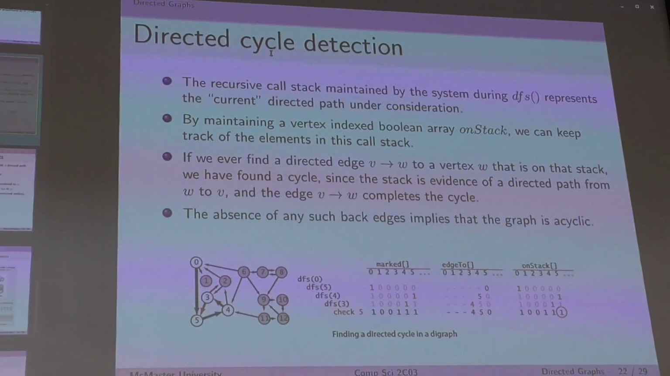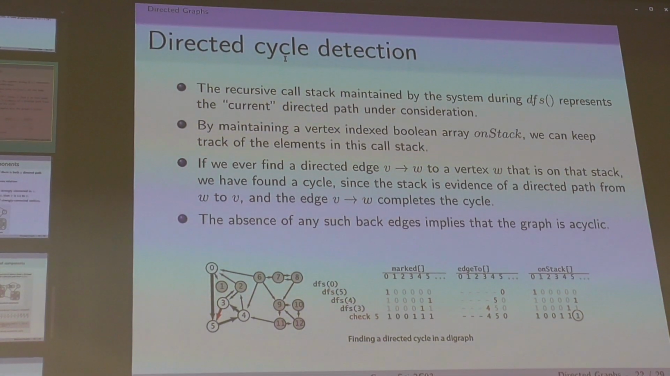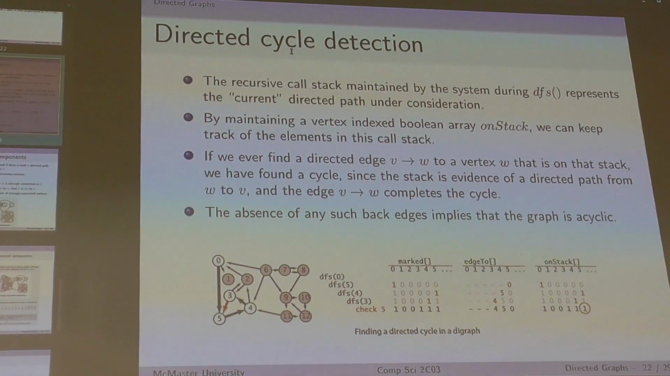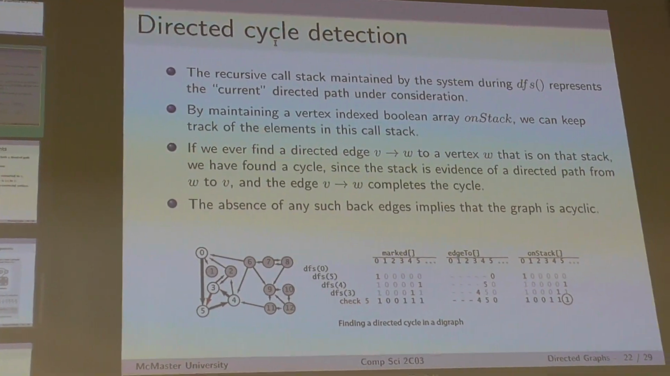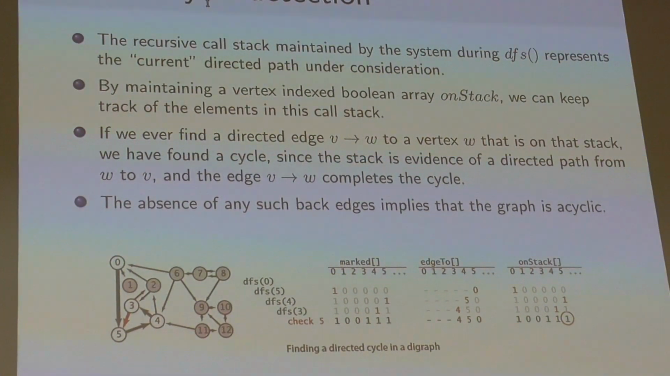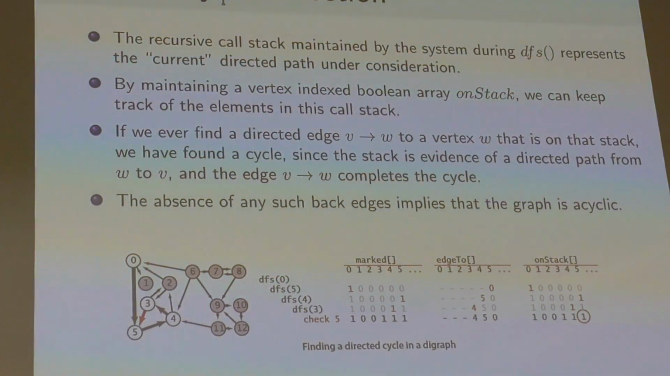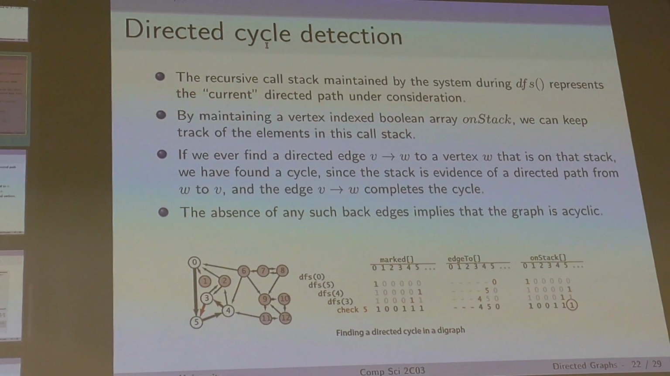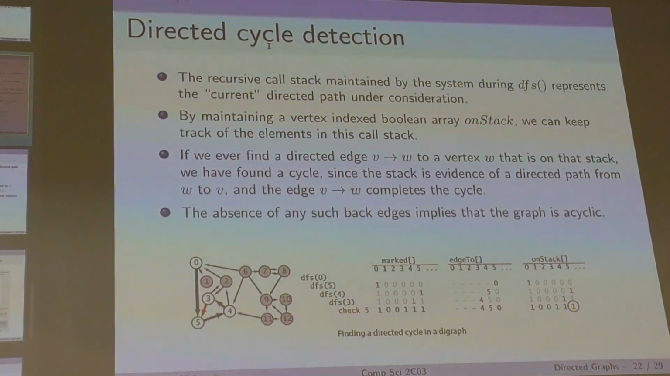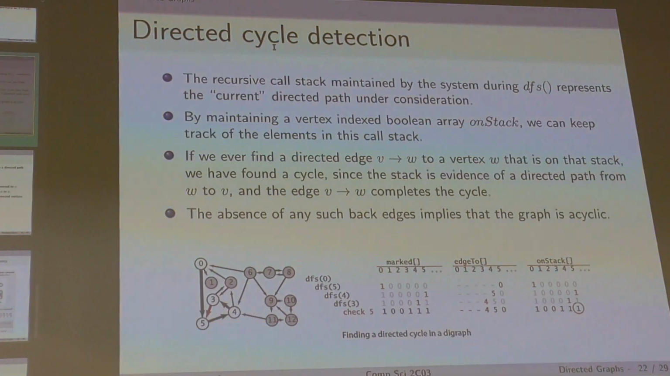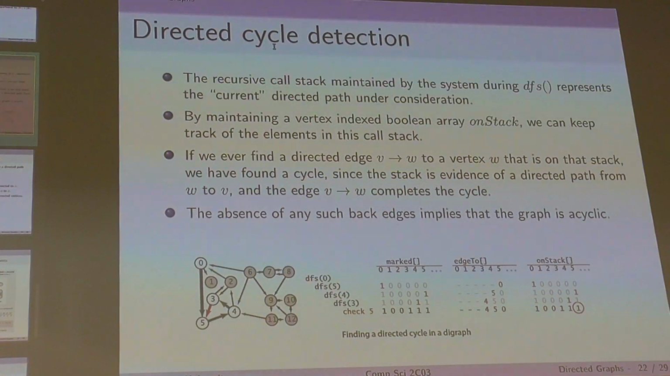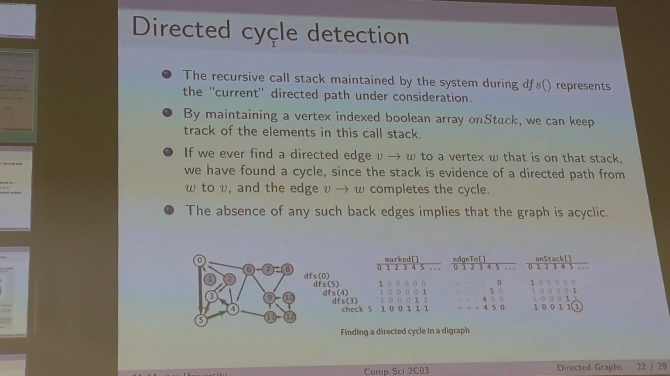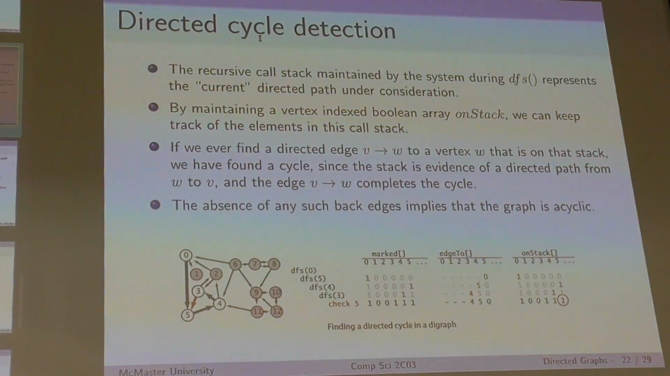So, the recursive call stack maintained by the system during depth-first search represents the current directed path under consideration. By maintaining a vertex-indexed Boolean array onStack, we can keep track of the elements in this call stack. If we ever find a directed edge v to w to a vertex w that is on the stack, we have found a cycle, since the stack is evidence of a directed path from w to v, and the edge v to w completes the cycle.